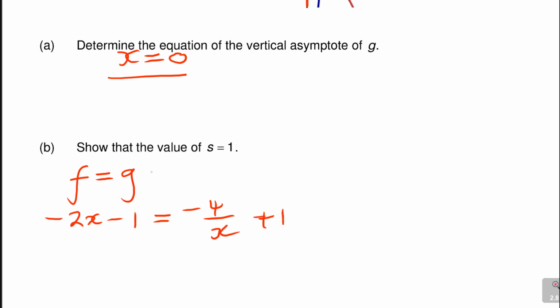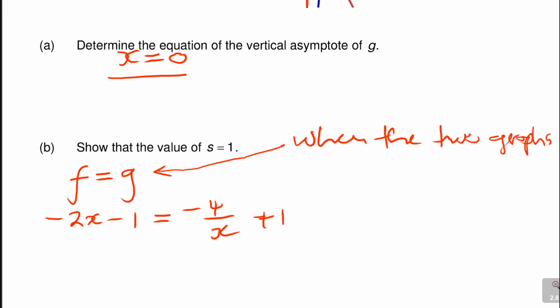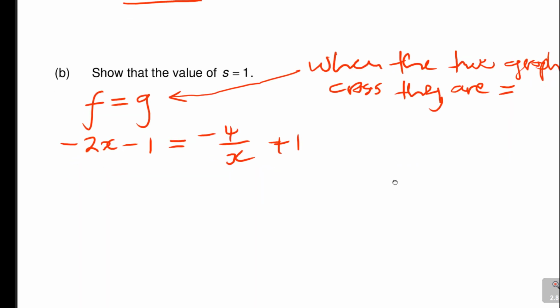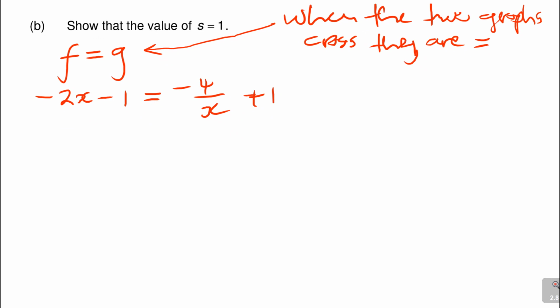Where is it happening? Let me write some notes. It happens when the two graphs cross each other. They are equal at that point. The moment they cross, they are equal. Even their equations are equal. In a way, you're solving a simultaneous equation. Are you with me? So now, this is algebra, and they want you to solve this algebra. The problem here is the x.